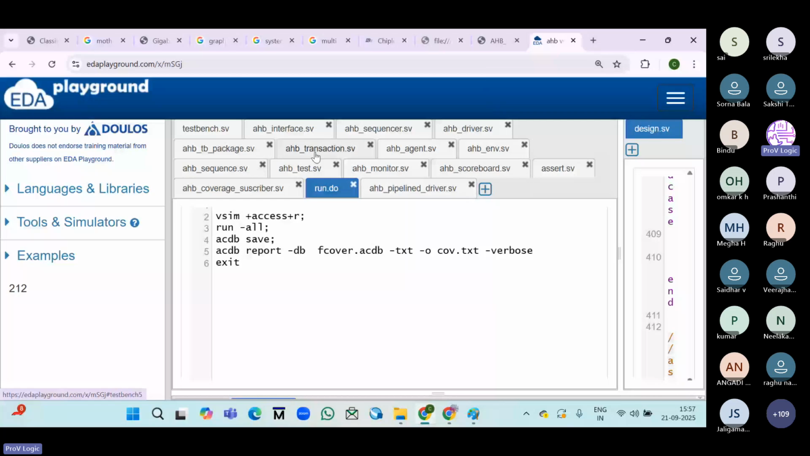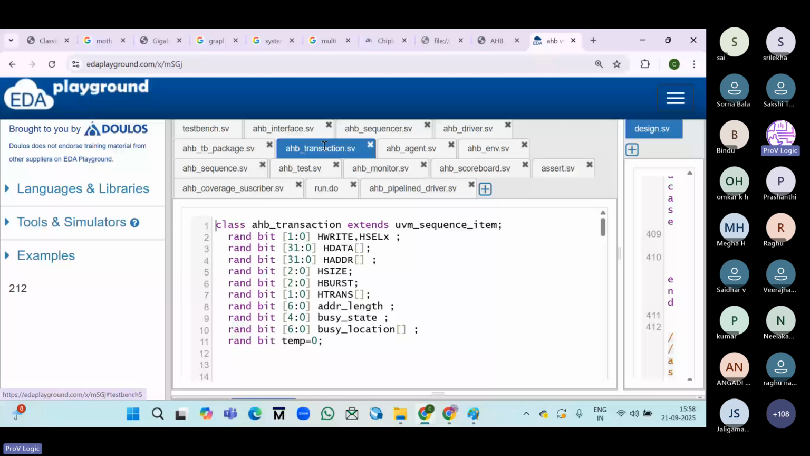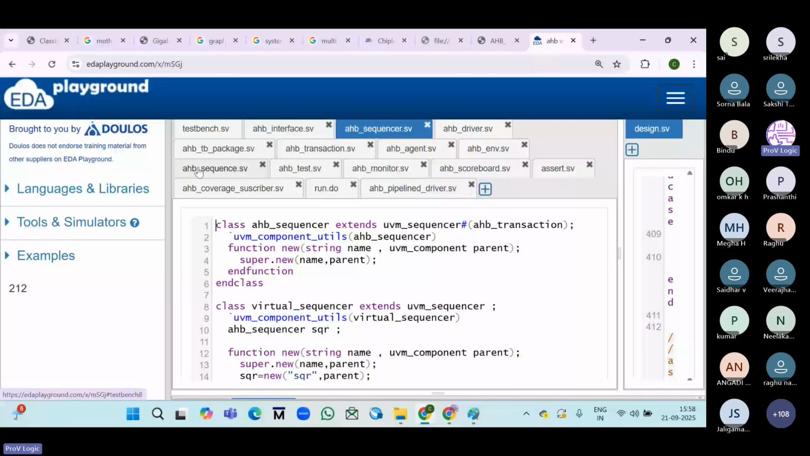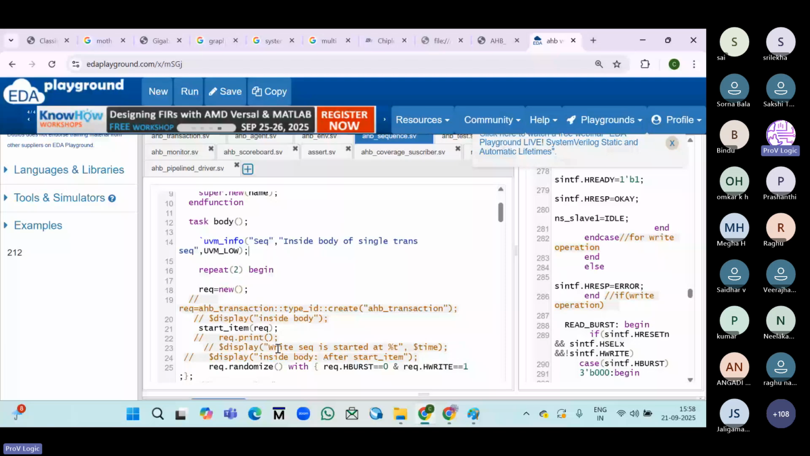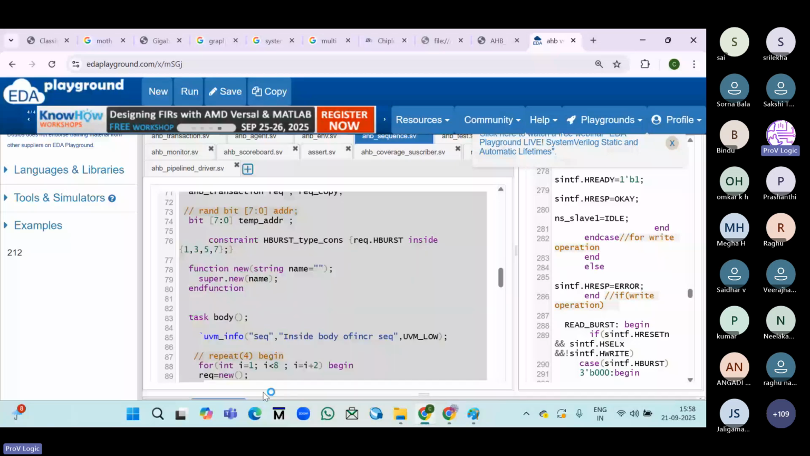Every time for SystemVerilog or UVM, you need to start with the interface block first, then the transaction block. In SystemVerilog we have the generator, how to write the generator, or in UVM we have the sequence and sequencer. In sequence we write the test cases. If you see here, AHB single transaction, like that we will have burst transactions, multiple transactions. We write the number of test cases. This is one test case in AHB. Like that, increment is one test case, wrap is one test case.